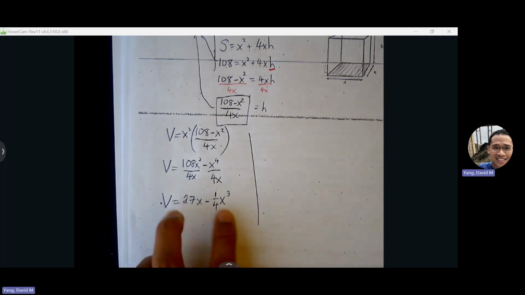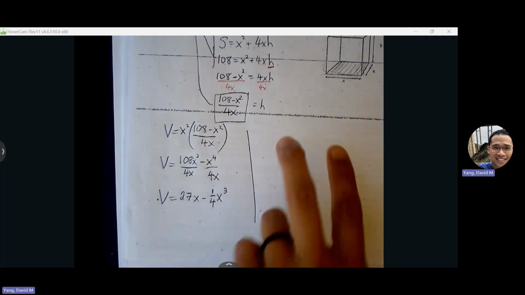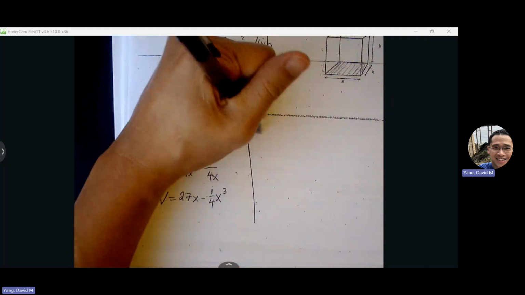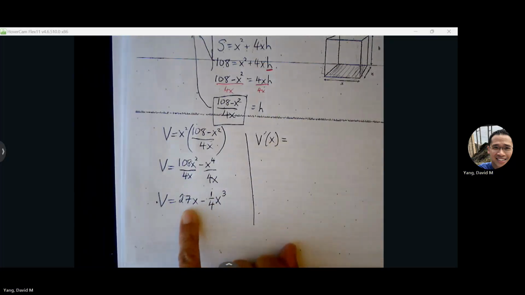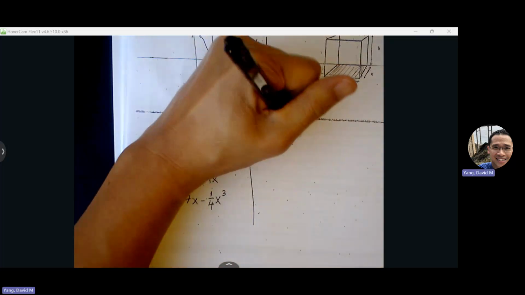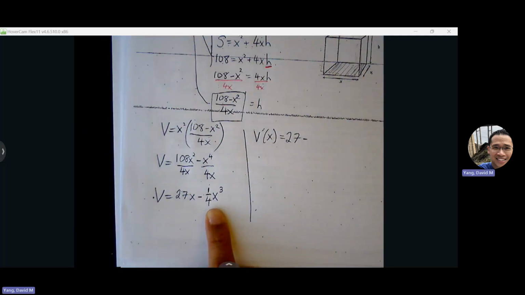So once we get our primary equation down to a suitable place where we can find the derivative, we can just find the derivative, set it equal to 0, and our answer is going to be waiting for us there. Okay, so V prime, 27x becomes what? 27. Okay, what's the derivative of 1/4 x cubed?